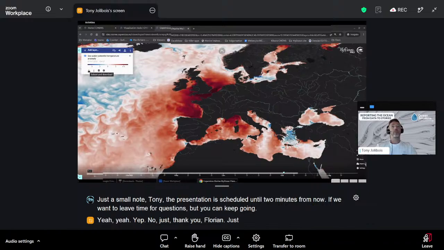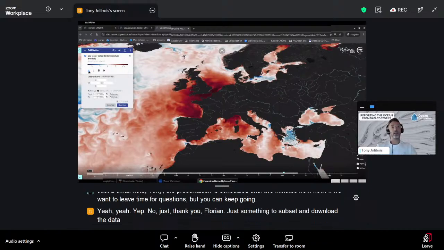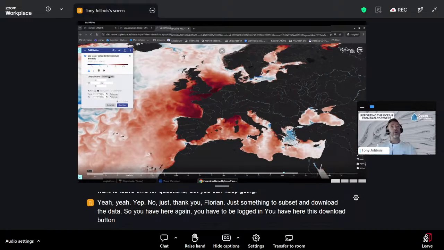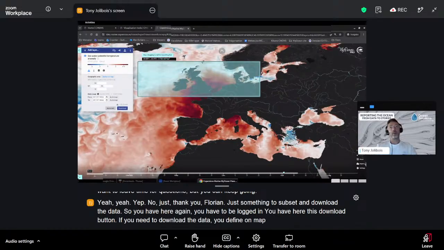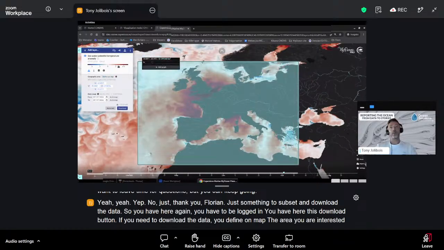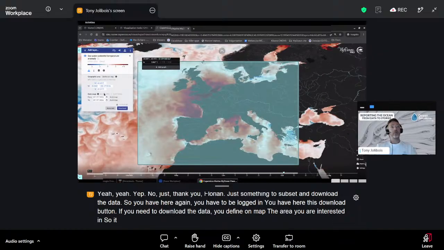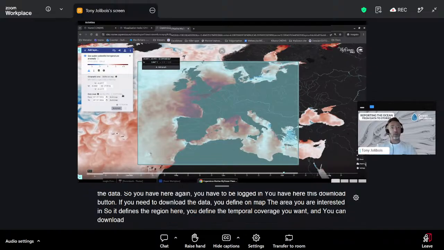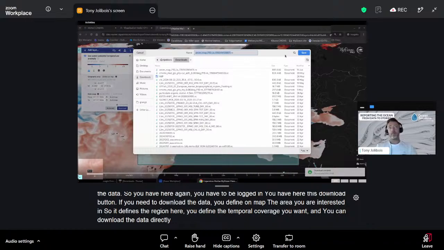Just something to subset and download the data. Again, you have to be logged in. You have this download button. If you need to download the data, you define on the map the area you are interested in, so it defines the region here. You define the temporal coverage you want, and you can download the data directly.